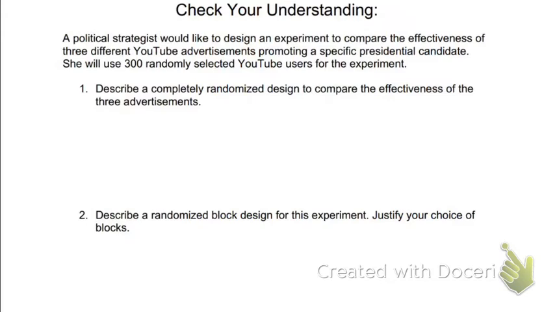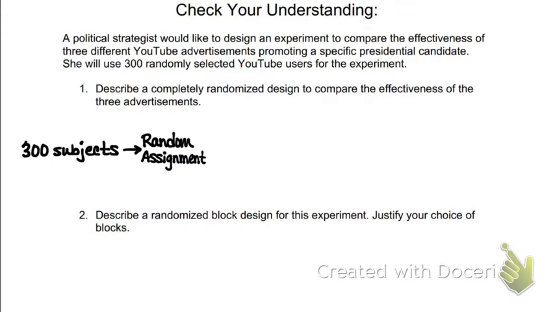I split them into 3 groups. One group only sees ads for like the Republican candidate. The other group only sees ads for a Democratic candidate. And the last group sees ads for both of them. That could work. So 300 subjects, we need to get them randomly assigned.